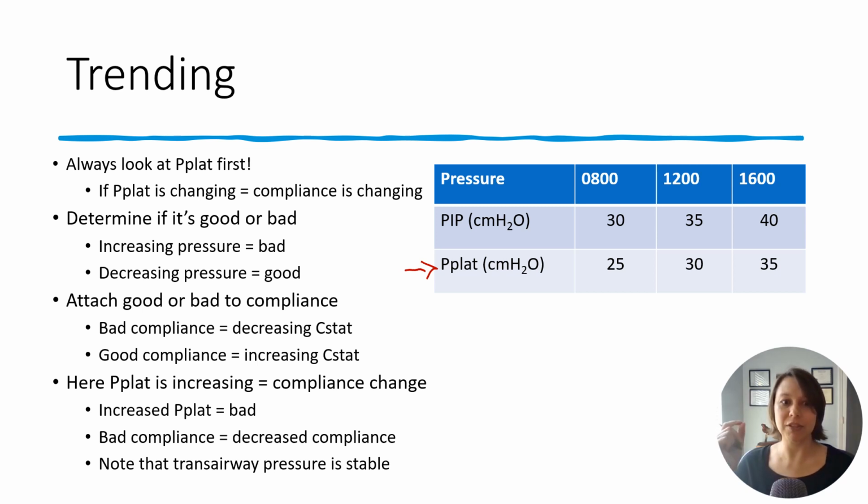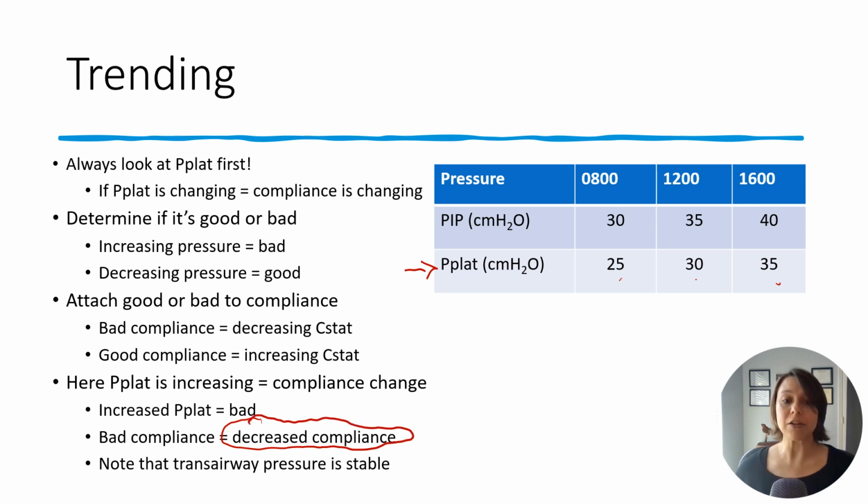So that's kind of the steps that you want to go through initially. Once you practice these a while, you'll be able to do it more easily. But this is usually how I find that people learn it best, by determining what is happening, remembering what's good and bad, attaching that good or bad, and then making your decision. So here we say that increasing plateau pressure means that we have a compliance change. It is going up. An increased plateau pressure is a bad thing. It's taking more pressure. My bad compliance thing is a decreased compliance. And so that is going to be my answer.